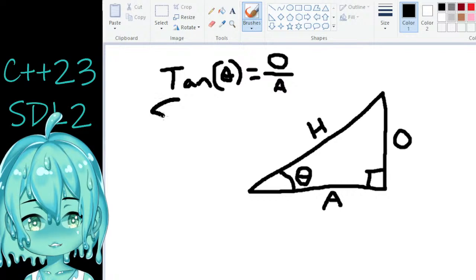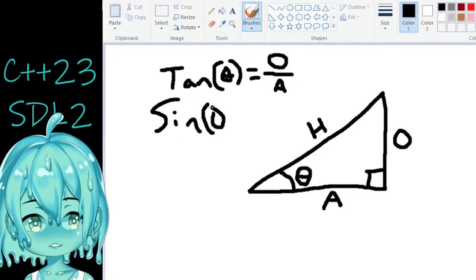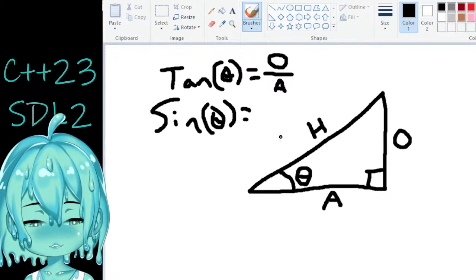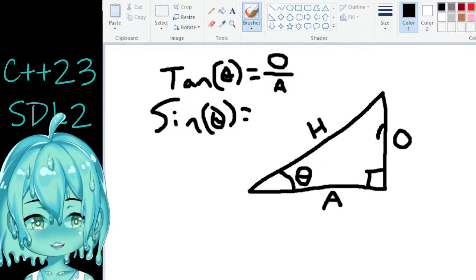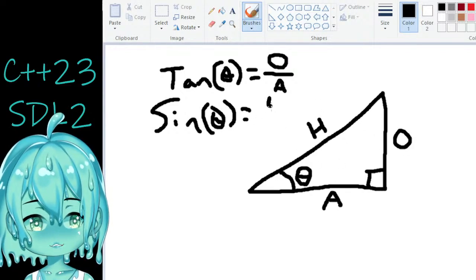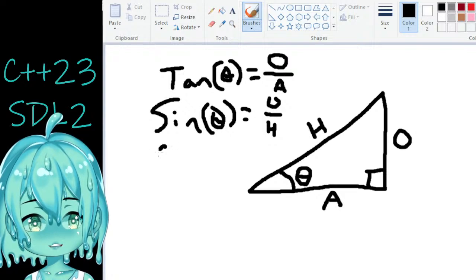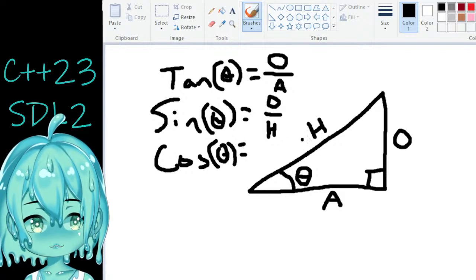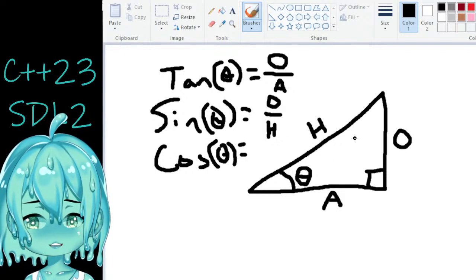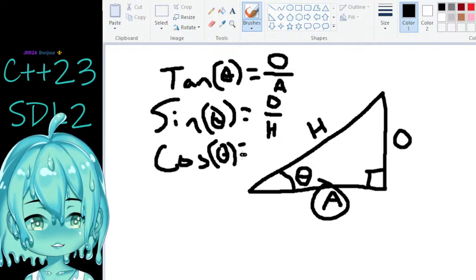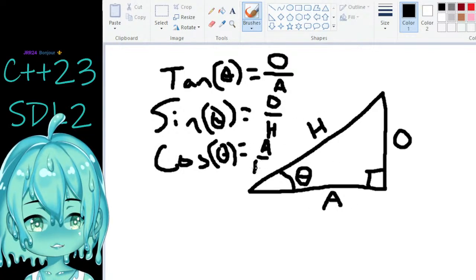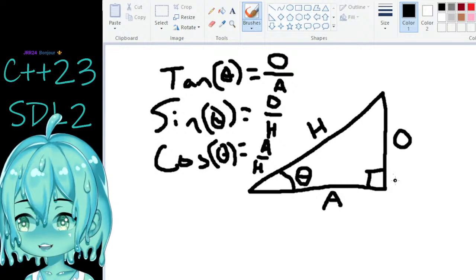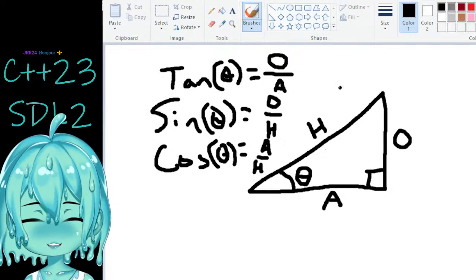And then same with sine theta is going to be equal to opposite divided by hypotenuse, I think. And then cosine theta, which is equal to adjacent divided by hypotenuse. And there we go. Now we have SOHCAHTOA. Hey! So that's kind of the logic here.